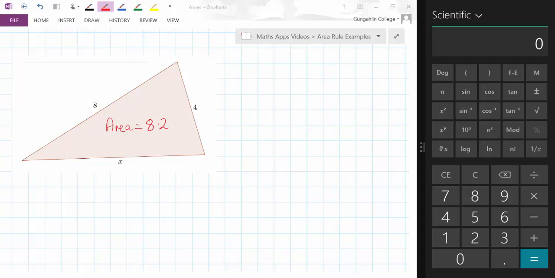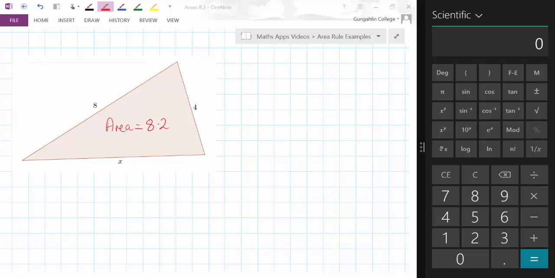In this final example, I've given quite a bit nastier a question. In this particular question, we're actually given the area. Once again, I forgot to put this on the diagram, so I've written it in here now. I would tell the area of this particular shape is 8.2 square units. We're told the lengths of two sides, and we need to find the length of the remaining side.